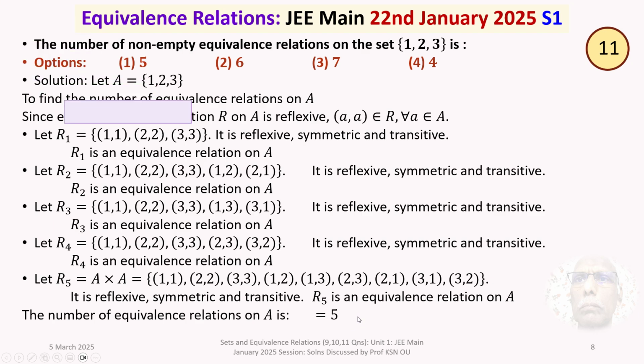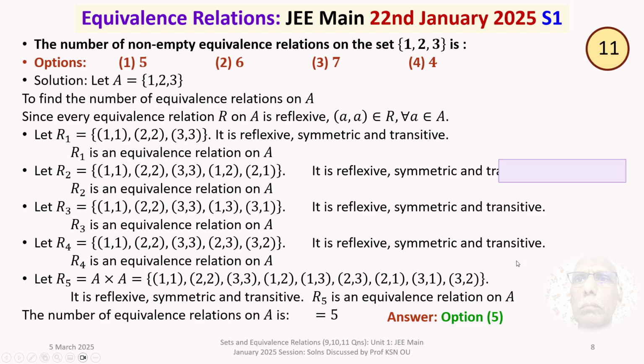So the answer to this question is option 1. It's not option 5; option 5 is not anywhere there. The answer is 5, and the option is option 1. In option 1 we have 5. The 5 was written by mistake. That is the detailed discussion of the solution of this problem.